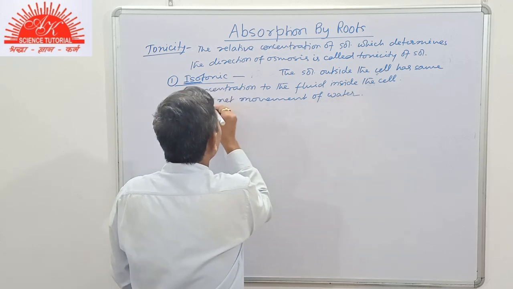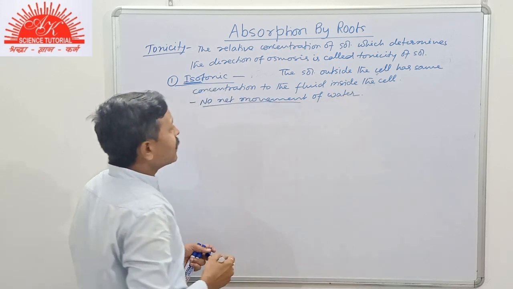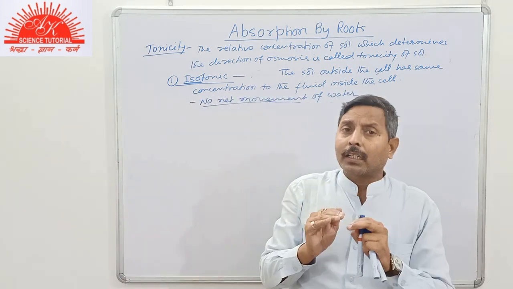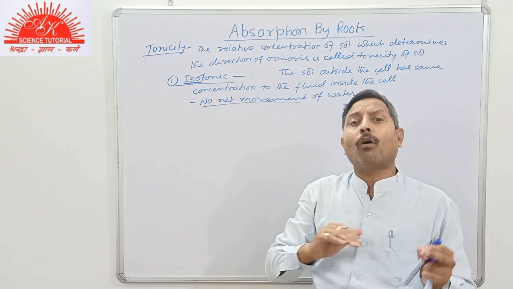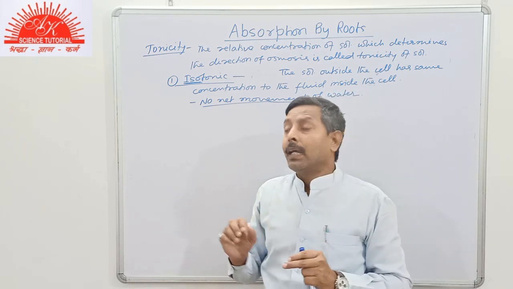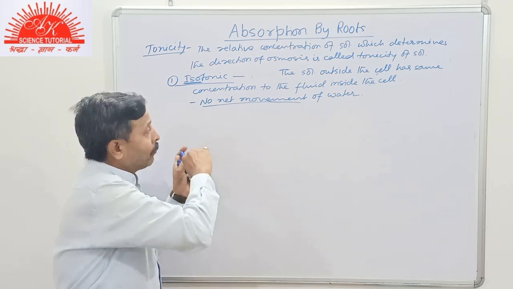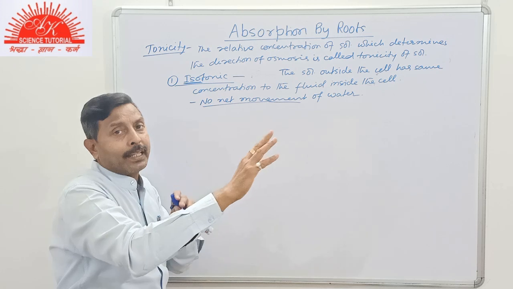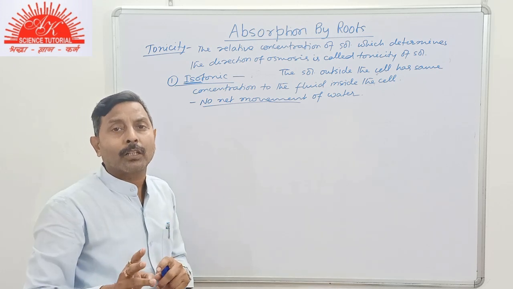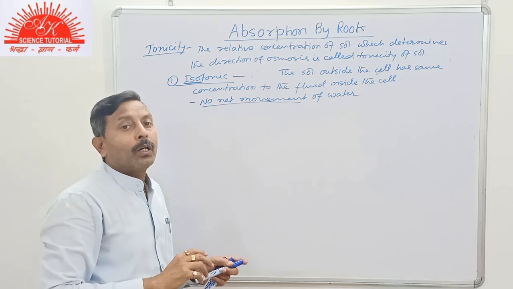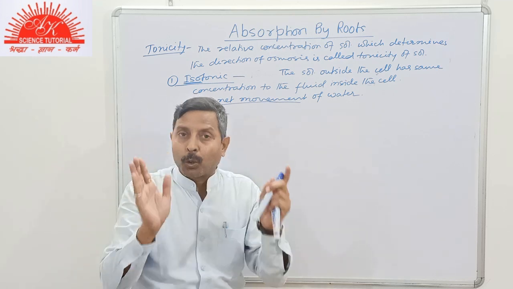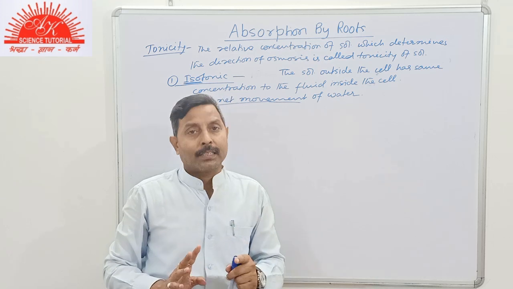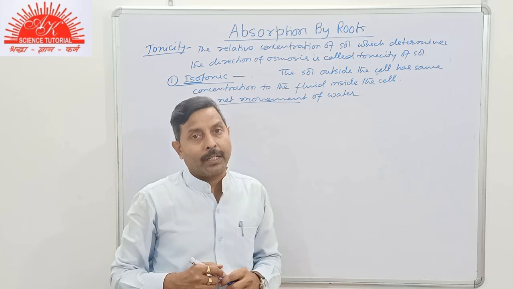Now what does it mean, no net movement of water? It means, in normal condition, the movement of the particles in the fluid takes place in all directions. But in this case, the movement outward and the movement of molecules inward will be the same. So there will be no change in concentration of the two solutions. So even the cell will remain in its proper size. There will be no change in size or shape of the cell. So this is called isotonic.